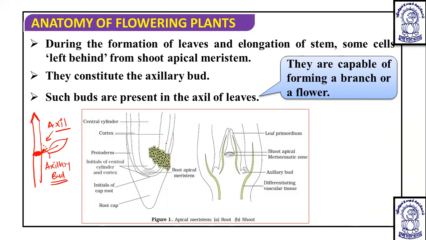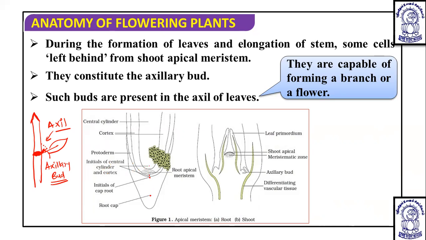Now these are the structures which show the internal arrangement of apical meristem of root and shoot. If you can see the root, at the basal portion you will see the root cap. Initials of root cap are here. These are the initials of root cap. This is the root cap. And initials of central cylinder and cortex.